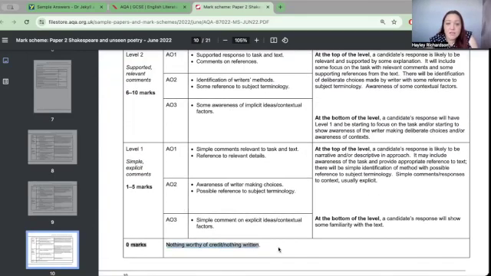So for no marks, nothing worthy of credit or nothing written. Okay. Level 1, simple comment on explicit ideas. Explicit meaning really obvious ideas, contextual factors, awareness of writer making choices, possible reference to subject terminology. So maybe one or two things about the words in it or a quote or something. Simple comments relevant to task and text, reference to relevant details. At the top of the level, a candidate's response is likely to be narrative and or descriptive in approach.